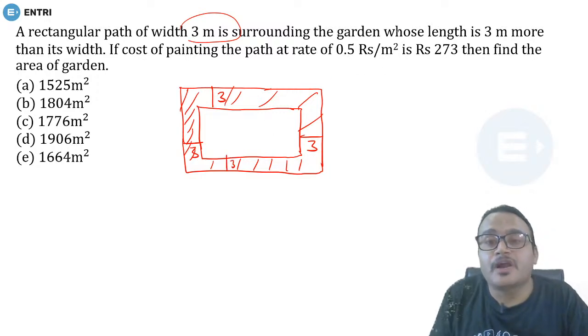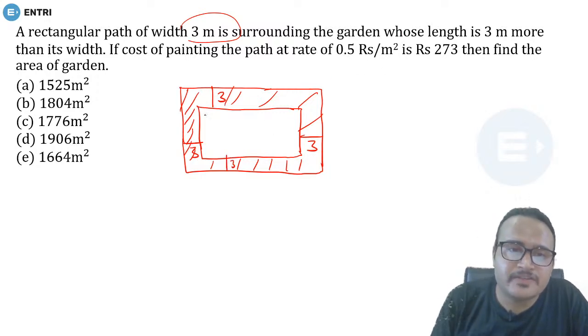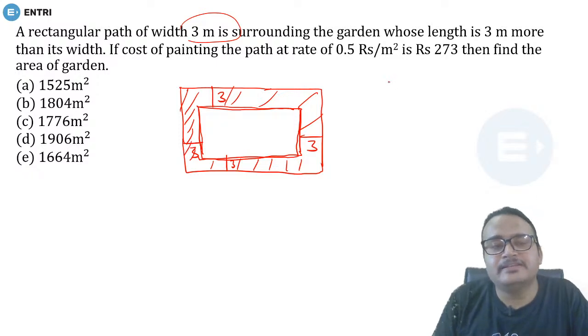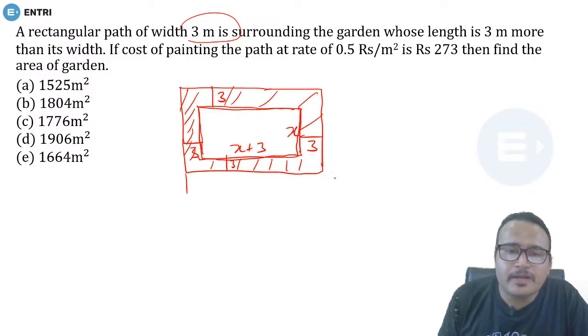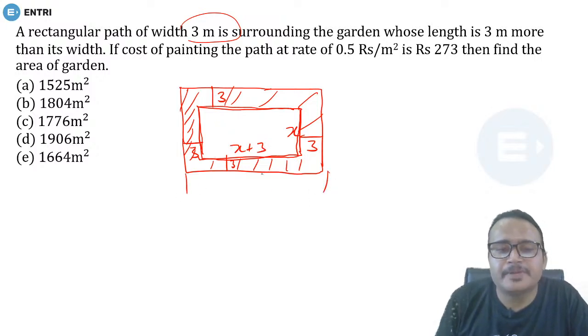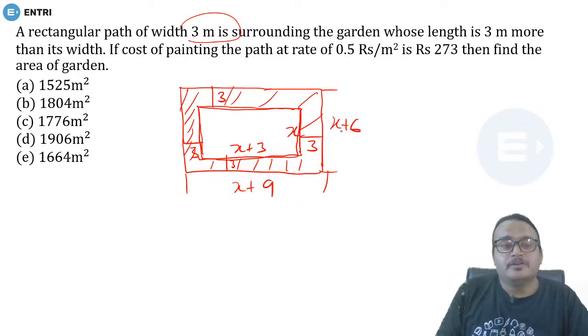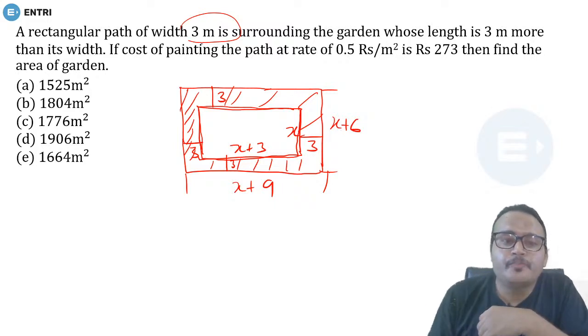It is surrounding the garden. That means under this rectangular path, this is the garden, whose length is 3 meters more than its width. If the width is x, then this is x plus 3. And this will be x plus 3 plus 3 plus 3, that means x plus 9 obviously, and this will be x plus 6.